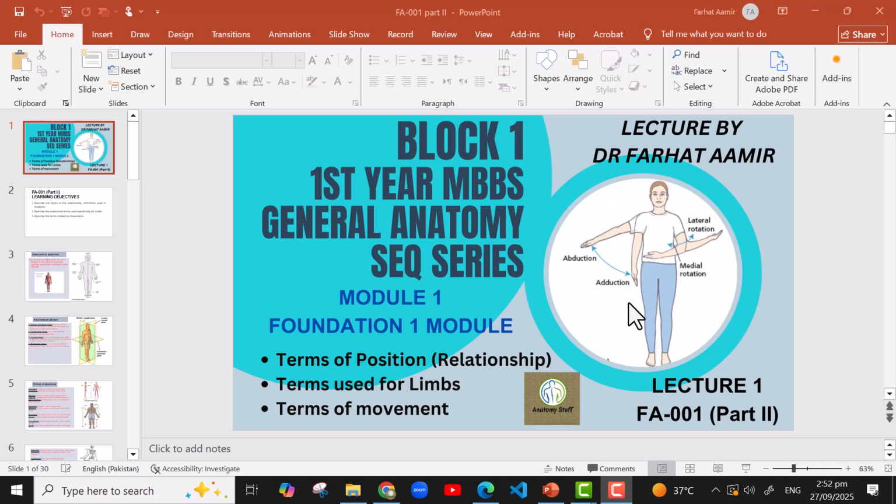Inshallah, today I will explain the terms of position, the terms which are used for the limbs, and the terms of movement. So, this is part number 2 of lecture 1 of the foundation module. These are the learning objectives.